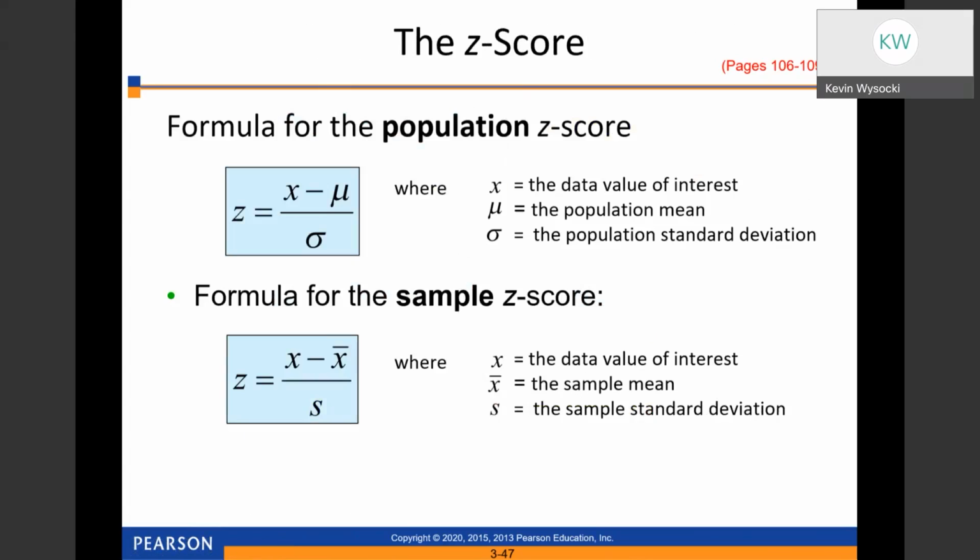So this brings us to the next value called a Z-score. What a Z-score does is it combines the average, the standard deviation, and the raw score into one number called a Z-score. The formula for that is Z equals X minus mu over the standard deviation if we're talking about the population. On the bottom one, it's X minus X bar over the sample standard deviation.